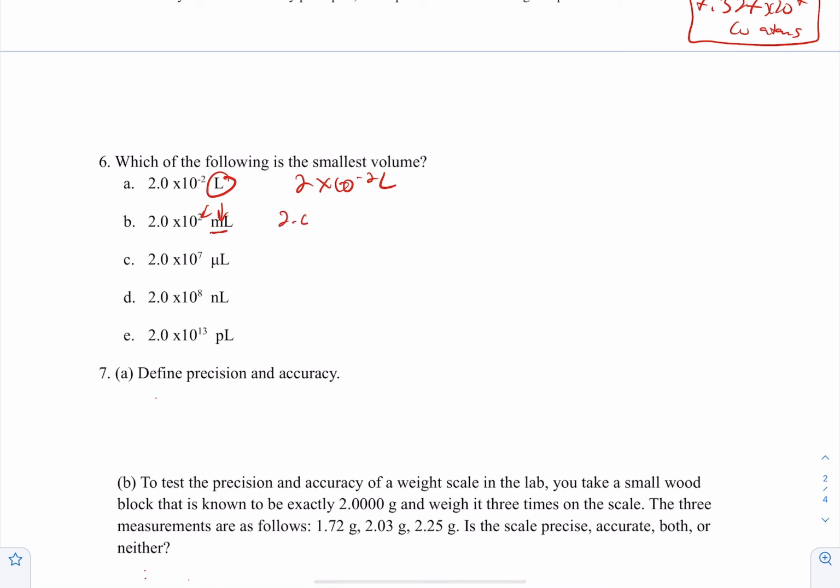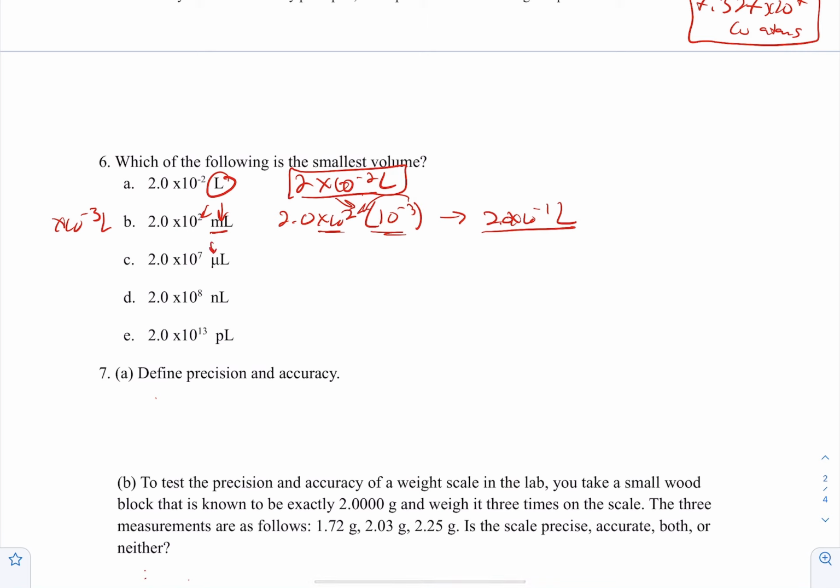So 2.0 times 10 to the 2. A milliliter is times 10 to the negative 3 liters, right? So I'm just going to multiply this by times 10 to the negative 3. And when you multiply these exponents together, you actually add the exponents. So then you get 2.0 times 10 to the negative 1. And that is larger. Notice that 2 times 10 to the negative 1 is actually a bigger number than 2 times 10 to the negative 2. So this is actually smaller so far. So A so far is a smaller value.